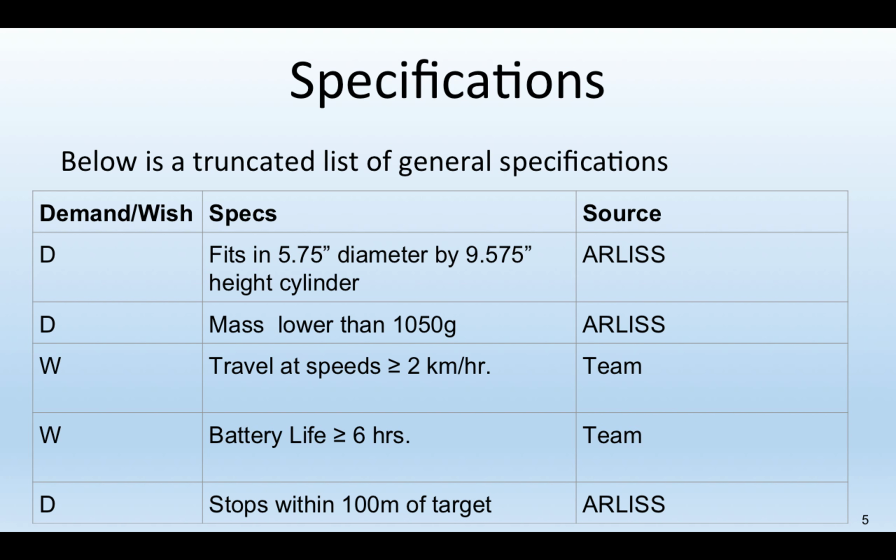The final specification on this list is that it must stop within 100 meters of the target, and that is brought forth by ALLIS, and it is a demand because that is how the competition is judged. So this is a simple view of a specification sheet for our problem.